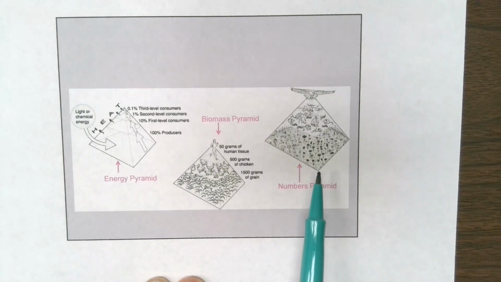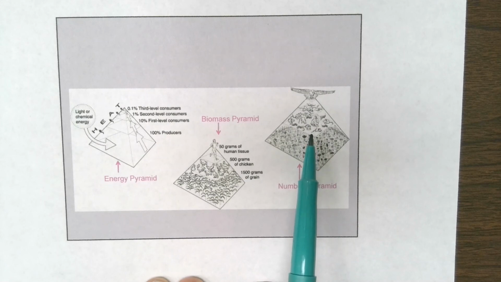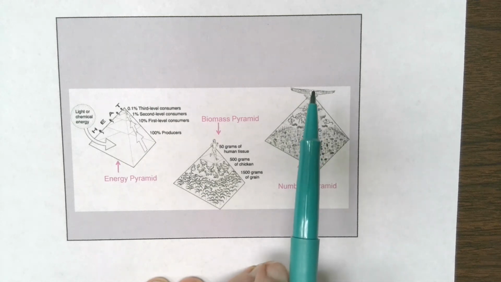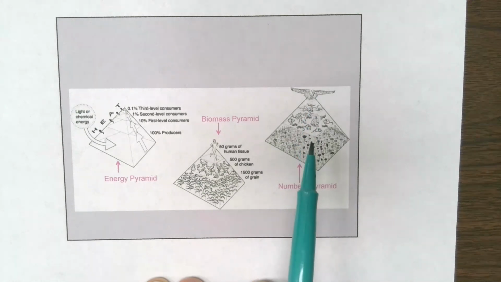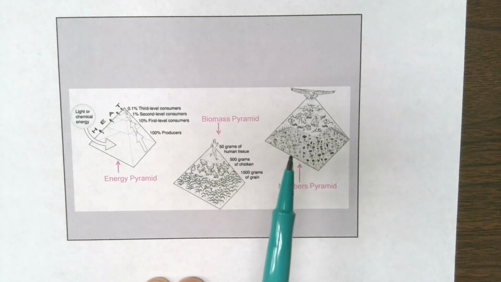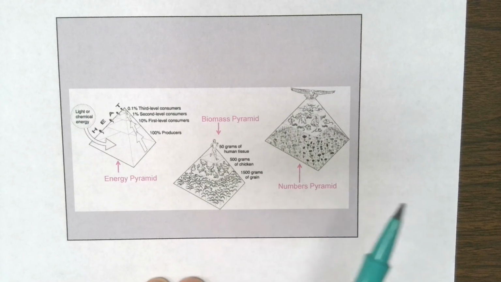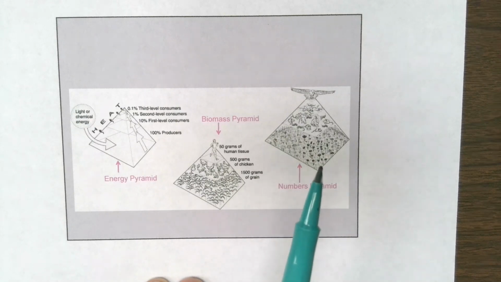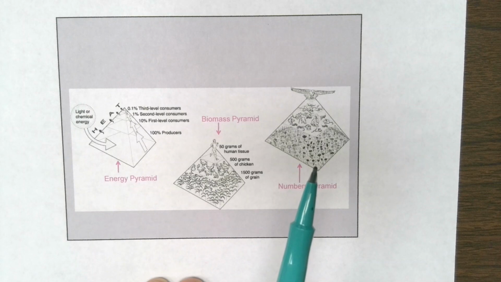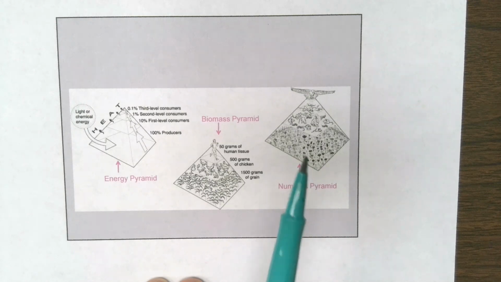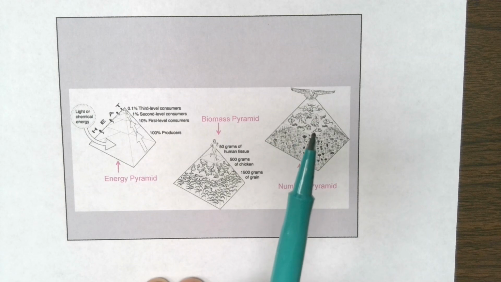You've got tons of plants shown in the bottom of the pyramid. We've got fewer herbivores, right, like mice and rabbits and grasshoppers. We've got fewer snakes than we do mice, rabbits, and grasshoppers. And then we've got only one hawk shown. Okay, so it takes a whole lot of plants to feed a few herbivores. It takes a whole lot of mass of those plants, kind of tying that to the biomass pyramid. It takes a whole lot of mass and numbers of individuals to feed the primary consumer level, okay?